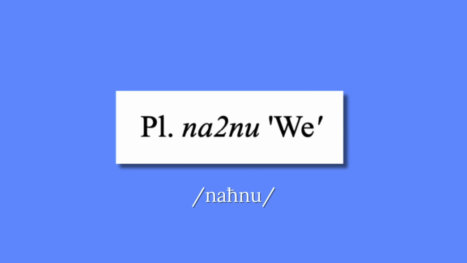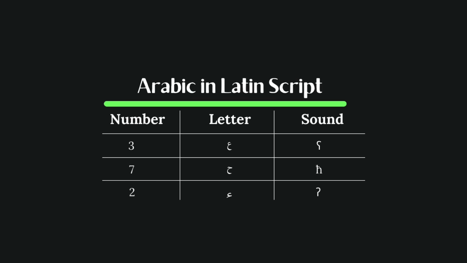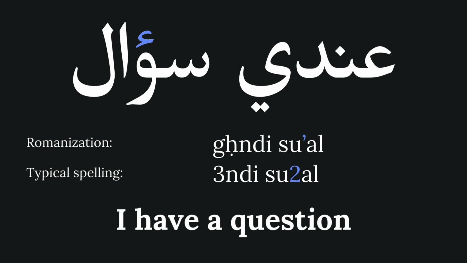This is rather small, but I also noticed he romanizes the voiceless pharyngeal fricative ha as the number 2. If you didn't know, when writing Arabic in the Latin alphabet, we almost always use numbers to represent some of the sounds that are kind of weird to spell in Latin, like the voiced pharyngeal fricative, which is written with a 3. The voiceless counterpart is much more predominantly written with the number 7, since the number 2 is often used for the glottal stop, as in andi su'el, I have a question.